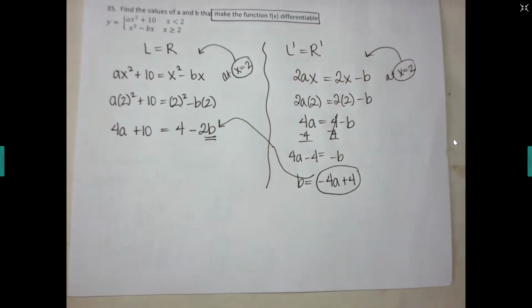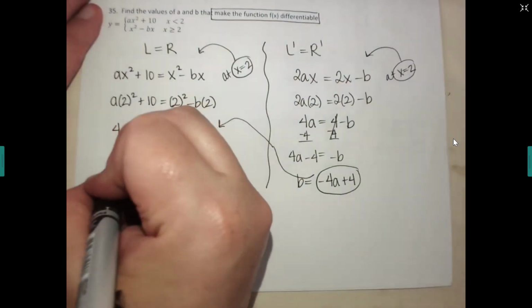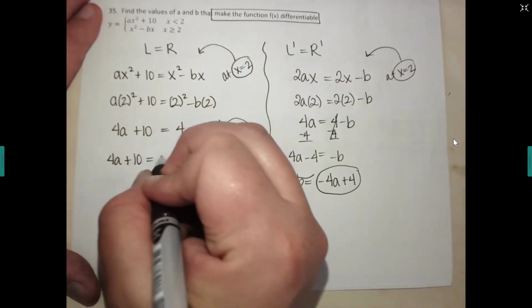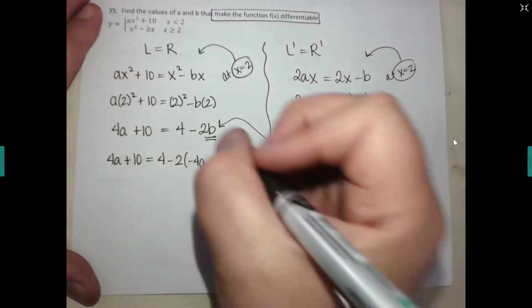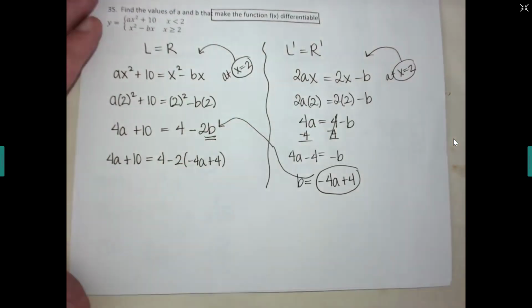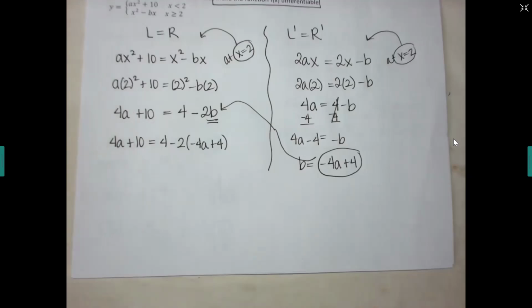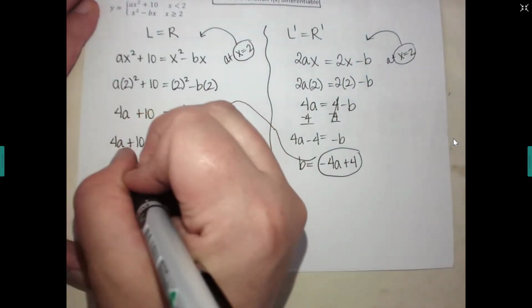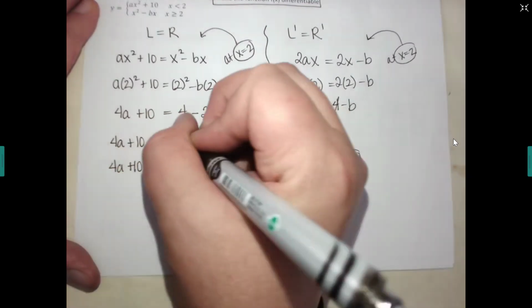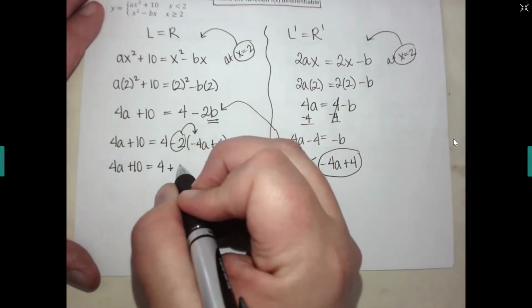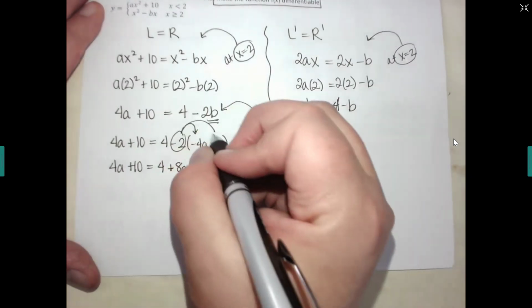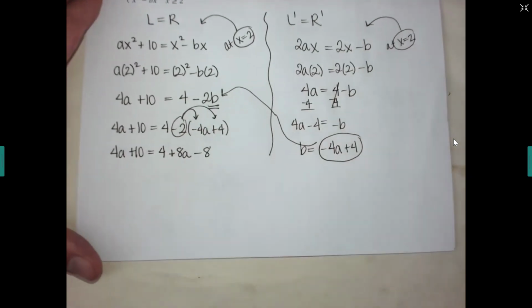So you're going to pick a side, get one of the letters alone, and then use it as a substitute on the second side. So this is going to be 4a plus 10 equals 4 minus 2, and then where my b was, I'm plugging in the negative 4a plus 4. If you distribute a negative. That's right. So I'd have 4a plus 10. Negative 2 times negative 4a is what? Positive 8a, and then negative 2 times 4 is a minus 8.